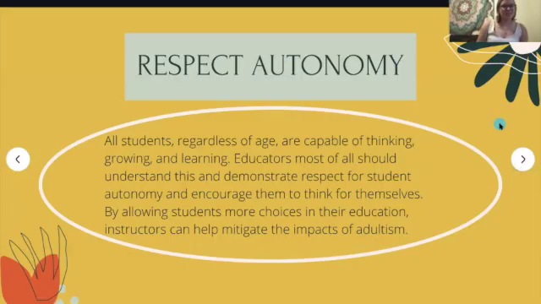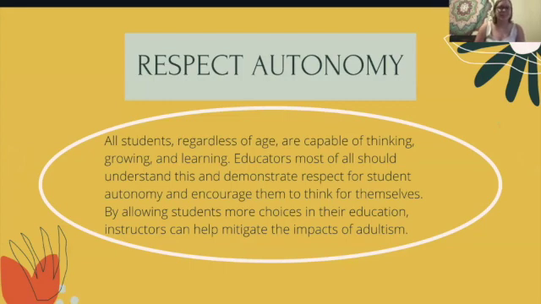The next intervention is respecting student autonomy. So, kind of the same thing as I was saying earlier, it's just treating these students as human. All students, regardless of age, are capable of thinking, growing, and learning. Educators, most of all, should understand this and demonstrate respect for student autonomy and encourage them to think for themselves. By allowing students more choices in their education, instructors can help mitigate the impacts of adultism.